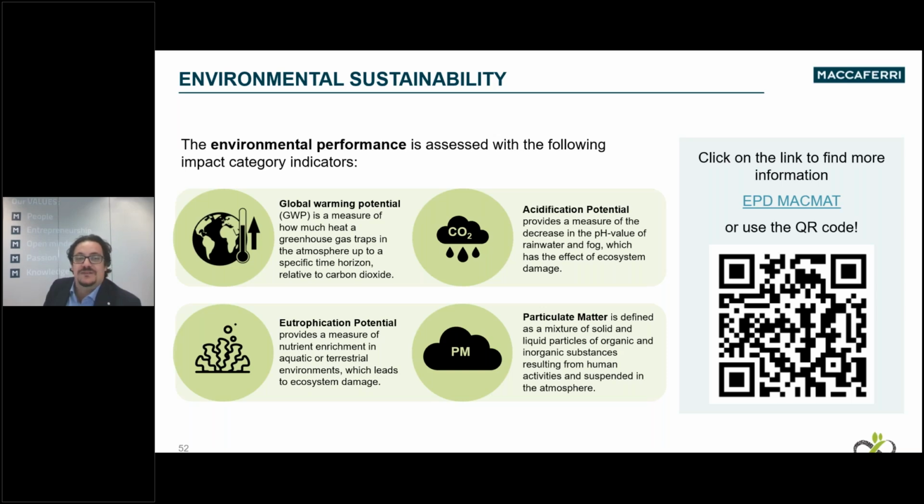We have also the acidification potential that provides a measure of the decrease in pH value of rainwater and fog, which has the effect of ecosystem damage. The eutrophication potential provides a measure of nutrient enrichment in aquatic or terrestrial environments, which leads to ecosystem damage. And the particulate matter is defined as a mixture of solid and liquid particles of organic and inorganic substances resulting from human activities and suspended in the atmosphere.